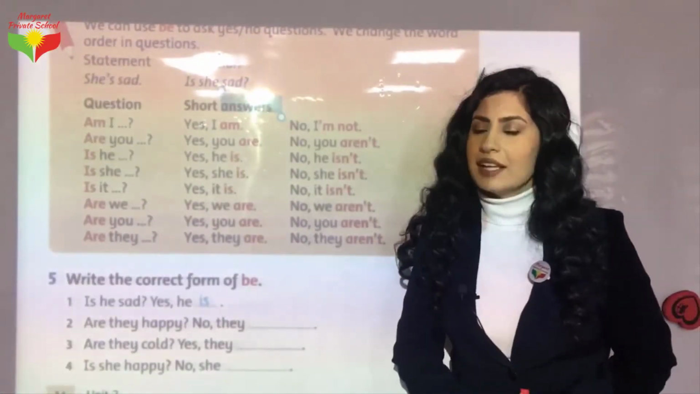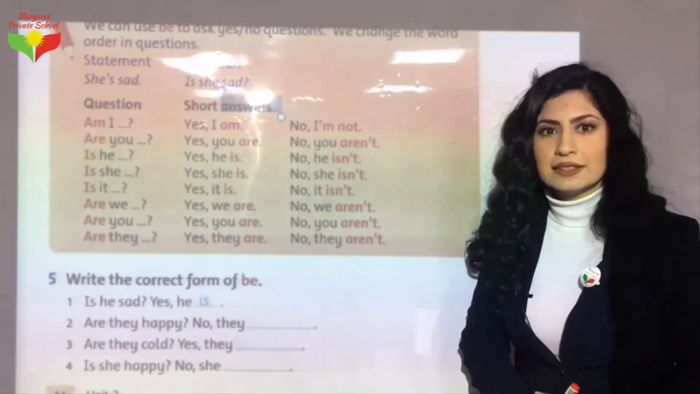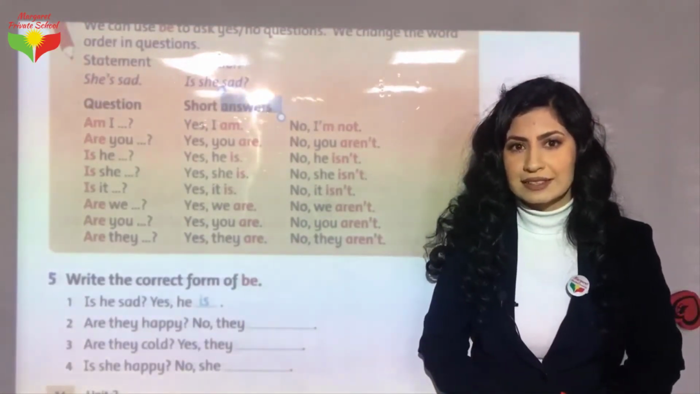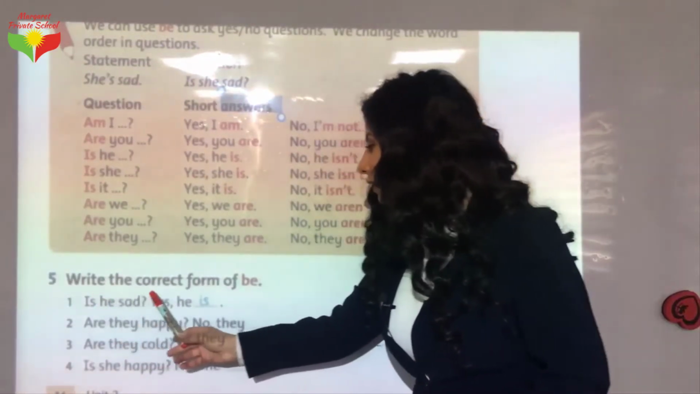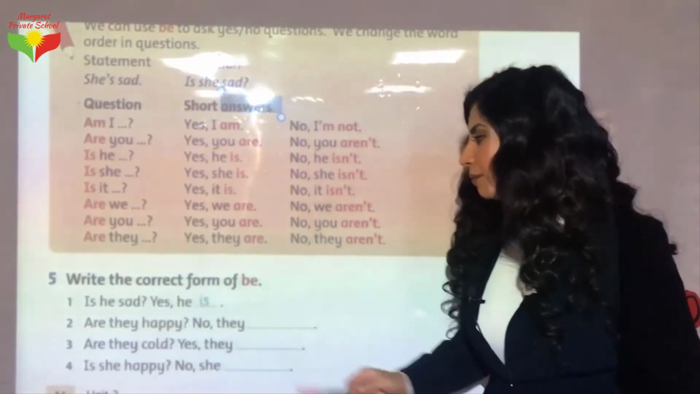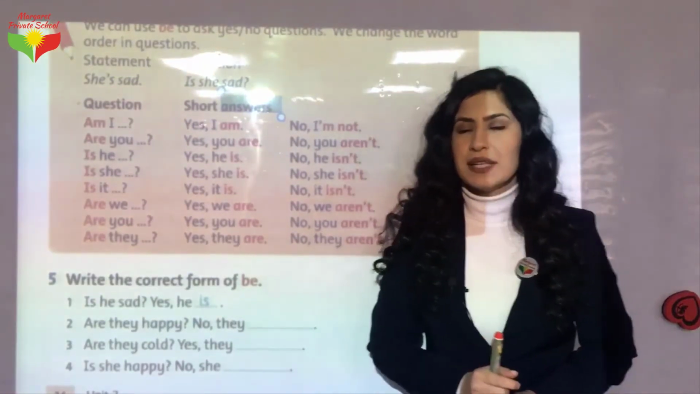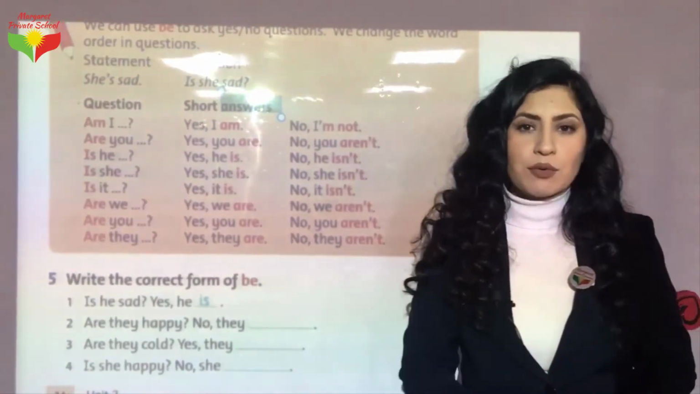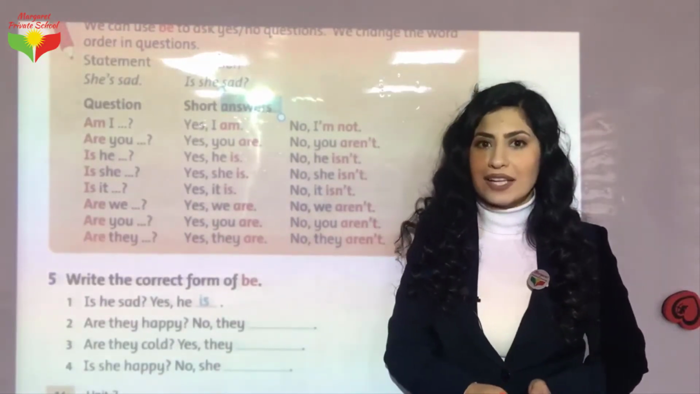Dear kids, now open your grammar friend book, page number 14. Okay, look at this exercise. Write the correct form of be. It means if we have she, we have to write is. If we have we, we have to write are.